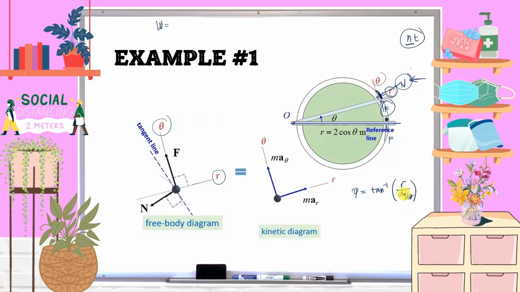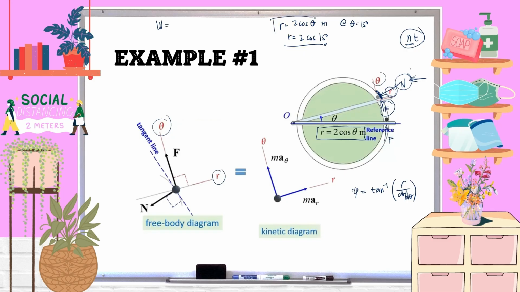So how do we solve for dr over d theta? From this problem, we now have r, which is 2 cosine theta, in meters. And based on the given earlier, the angle theta is 15 degrees. Therefore, we can solve for r, and r will be 2 cosine 15 degrees. So based on this representation, we now have r.